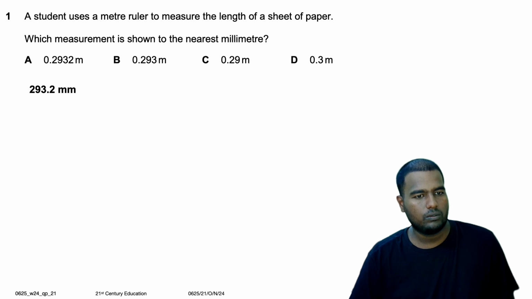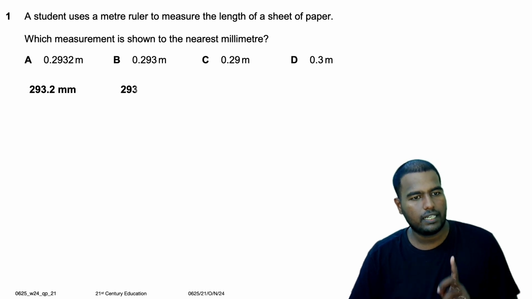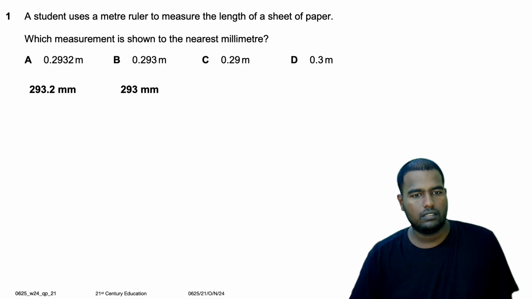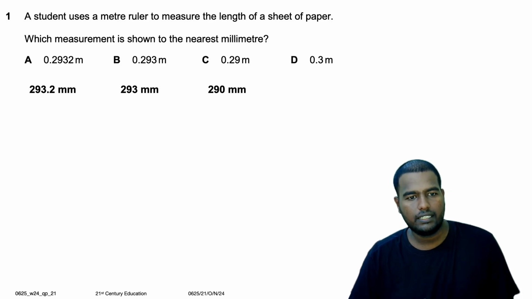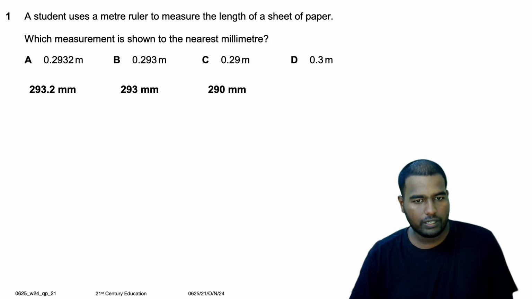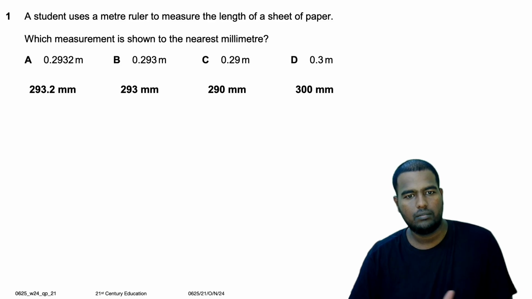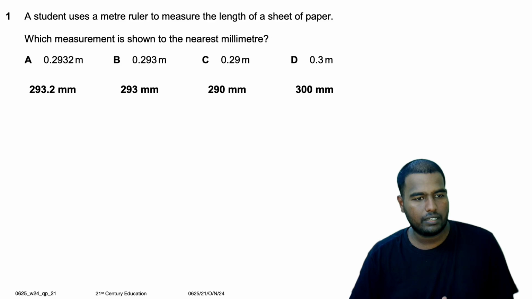And the second one is 0.293 meter, this one is 293 millimeter. Third one is 0.29 meter, which means 29 centimeter. This doesn't have millimeter detail, 290 millimeter. Fourth one is 0.3 meter, which is 30 centimeter again. It doesn't have millimeter detail, so it's 300 millimeter. Out of this, the first one is far beyond millimeter. So the second one is millimeter, 293 millimeter. Option B.